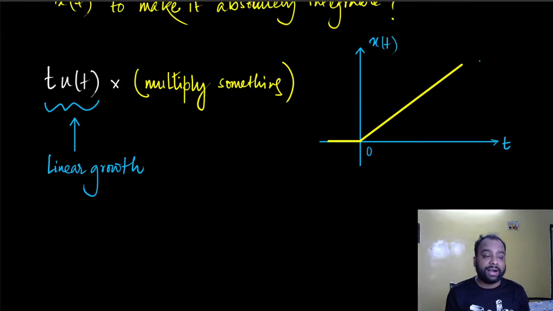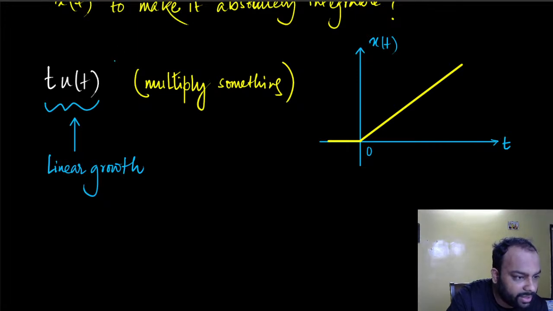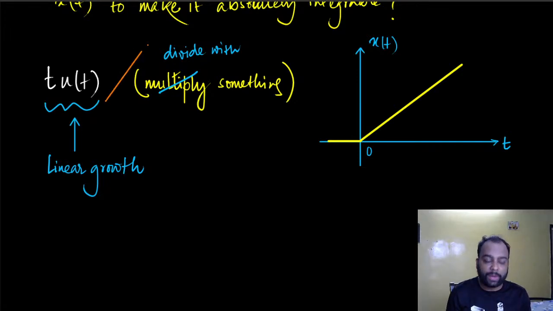So this has a linear growth. Now instead of multiplying something, say I divide the signal. What if I divide the signal instead of multiplying something? I'm dividing this with something. Same, I'm dividing the signal with something. So I'm not multiplying the signal, but I'm dividing the signal with something. Something here is a signal or a function that will possibly grow even faster than this signal can grow.